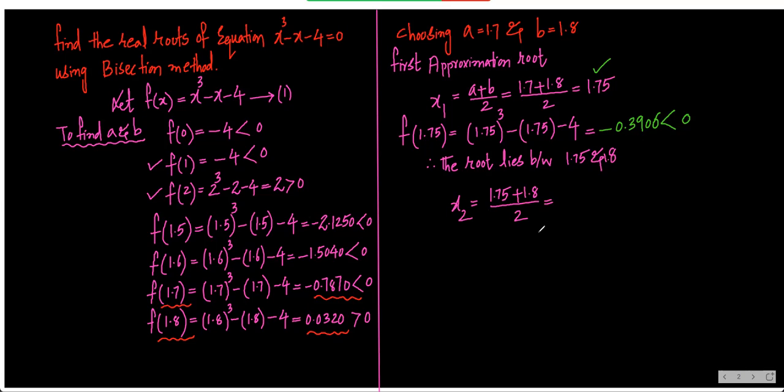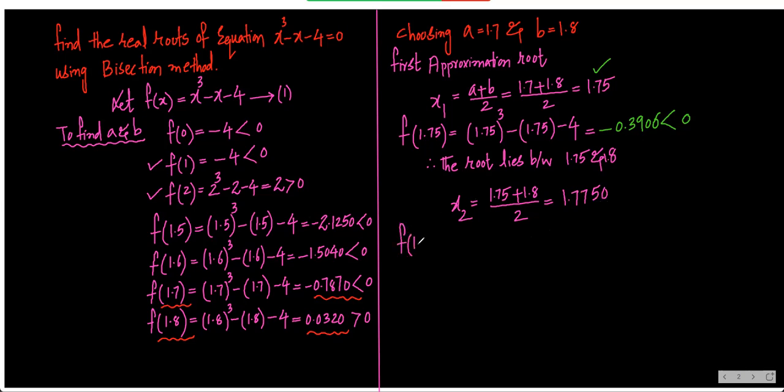If it is less than 0, replace by a again. If it is greater than 0, replace by b again. 1.75 plus 1.8 divided by 2 is 1.7750. So this one again we have to substitute in function.